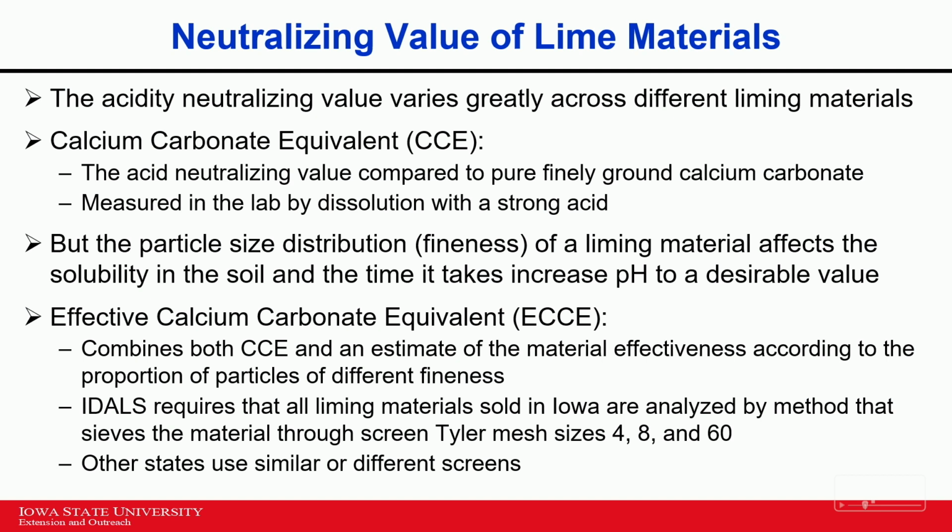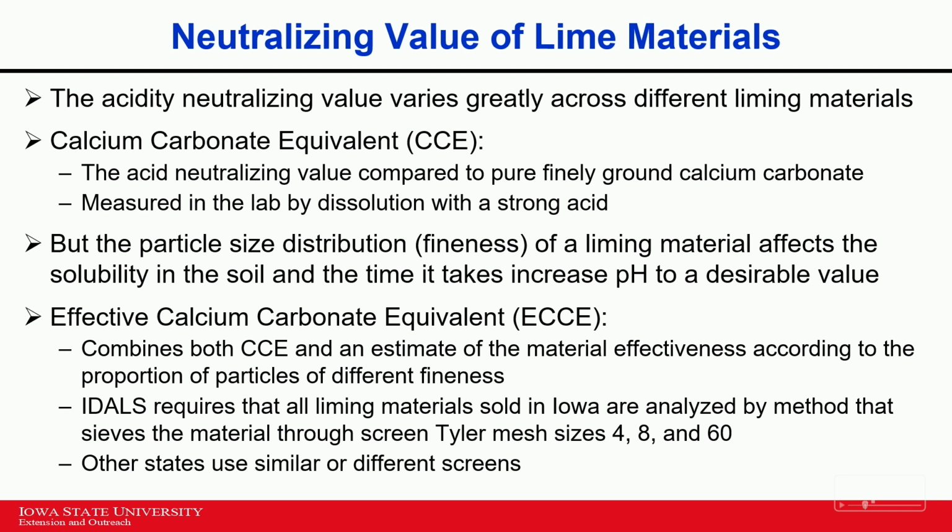Now, the neutralizing value of the different liming materials varies greatly across different materials. And there are two concepts here that are important to remember. One measurement that is done in ag lime or other materials is the calcium carbonate equivalent. This is the acid neutralizing value compared to pure, finely ground calcium carbonate, and is measured in the lab by dissolution with a strong acid. And this method is about the same in all states.